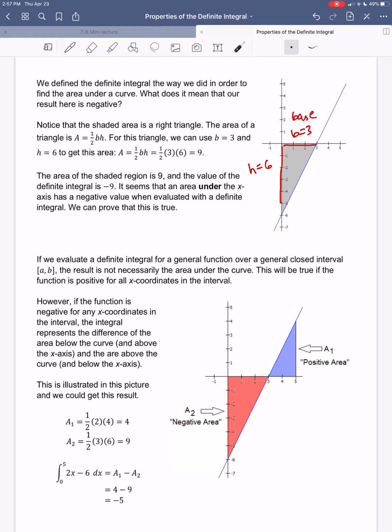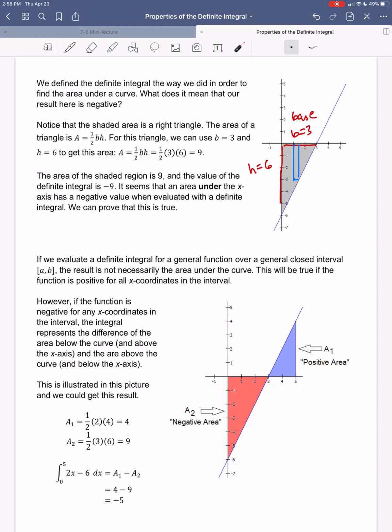It really has to do with the Riemann sum and the way that's formed, and the fact that my rectangles would be going down and they would have negative heights. So that's the reason we get a negative area for that. So if we evaluate a definite integral for a general function, just over a general closed interval from a to b, the resultant is not necessarily the area under the curve. This will be true if the function is positive for all x coordinates in the interval. But that wasn't the case up here.